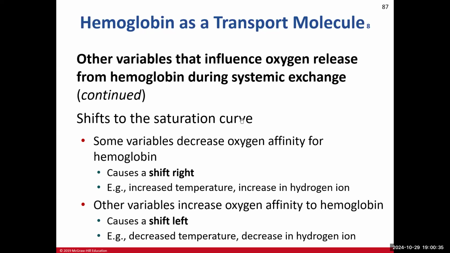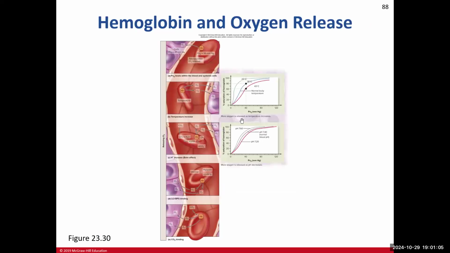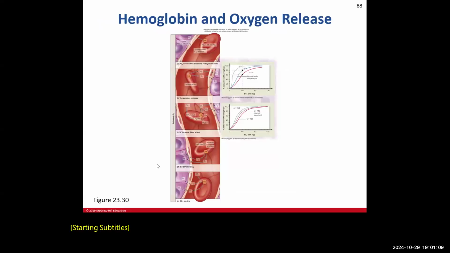If we shift it to the left, we're going to increase the affinity for oxygen to hemoglobin, which means it's going to be more difficult for oxygen to pop off of hemoglobin here. So decrease in temperature when you're cold, decrease in hydrogen ions. If you're at that more basic or alkaline range of your normal pH, you will see that it's going to hold on to oxygen a little bit better. So that's what these 3 or 5 examples are showing you here.